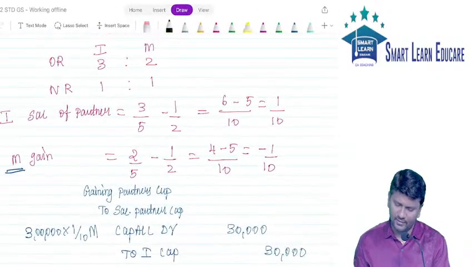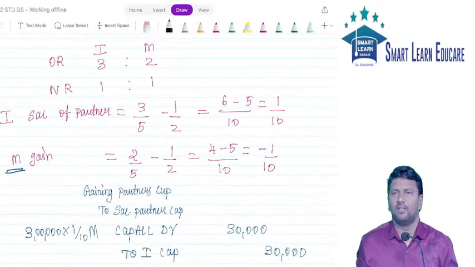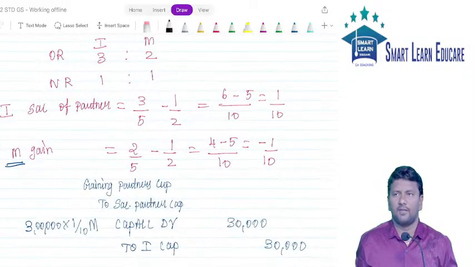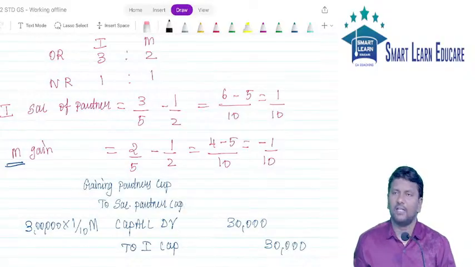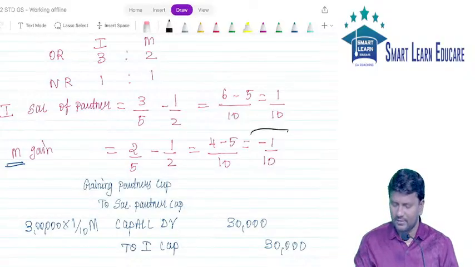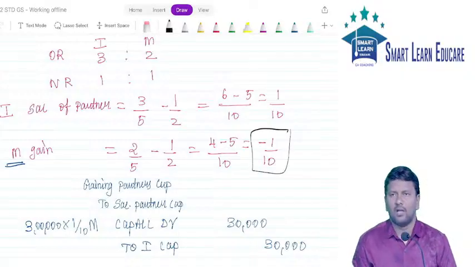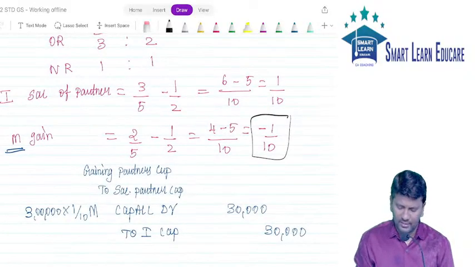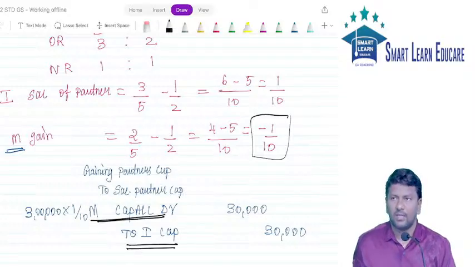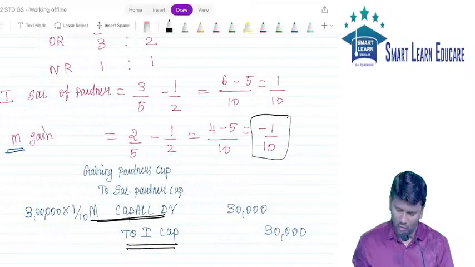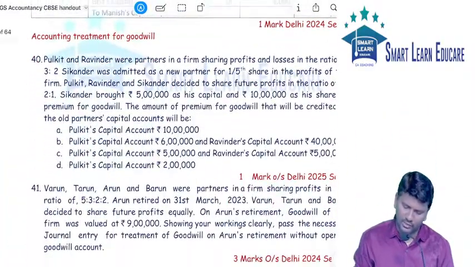So very easy steps. First find the sacrificing ratio. Sacrificing ratio is equal to old ratio minus new ratio. If you get the answer in negative, it means that partner is gaining. Accounting treatment for goodwill: the gaining partner's capital account is debited to the sacrificing partner in the sacrificing ratio. Next, proceeding to the next question.